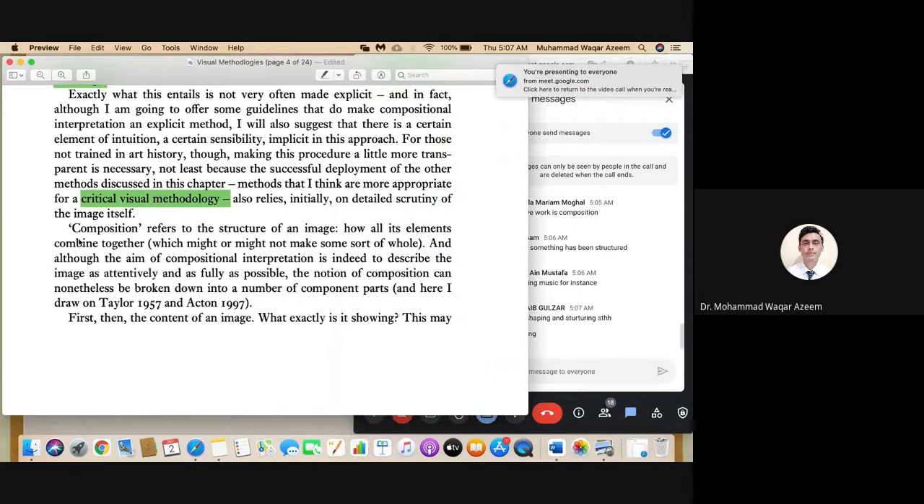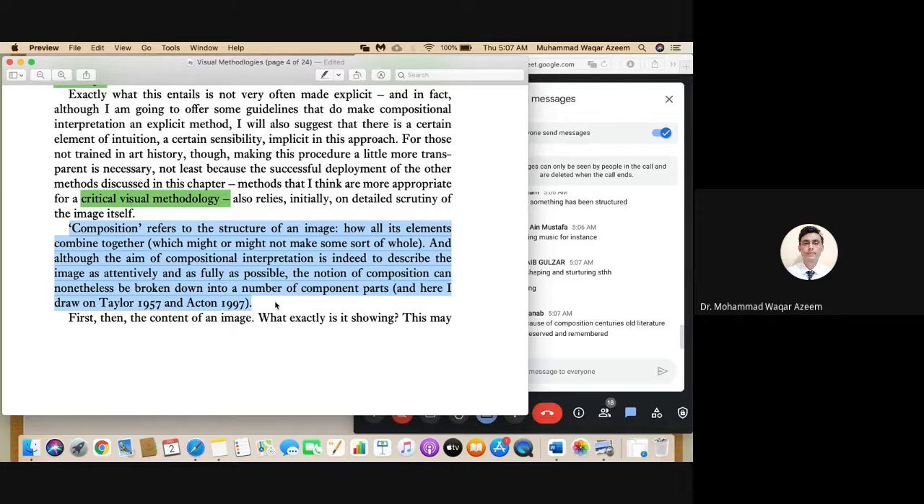So composition, as Gillian puts it over here, and you should be able to see on your screen, refers to the structure of an image, how all its elements combine together, which might or might not make some sort of whole. And although the aim of compositional interpretation is indeed to describe the image as attentively and as fully as possible, the notion of composition can nonetheless be broken down into a number of component parts. And she refers to Taylor and Acton, the other scholars from whom she is taking help to explain what compositional interpretation is.